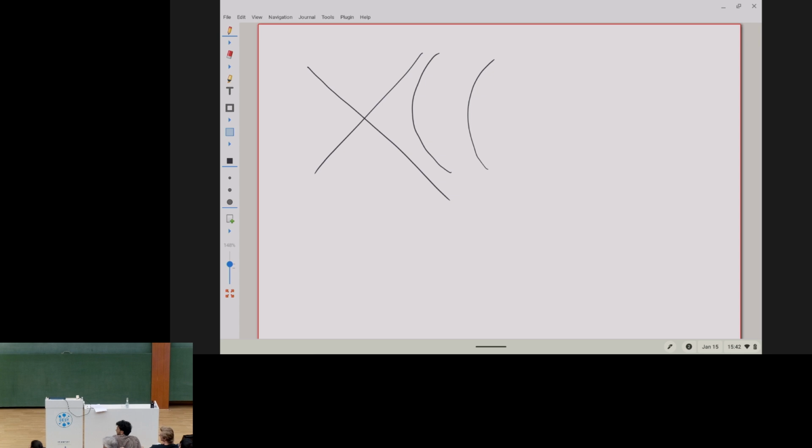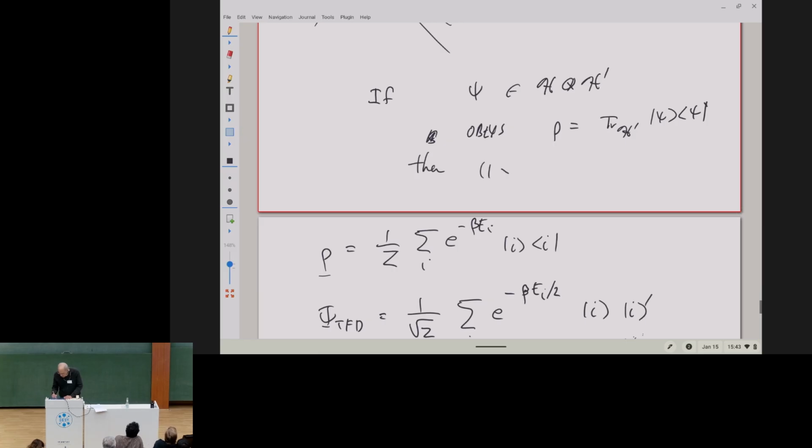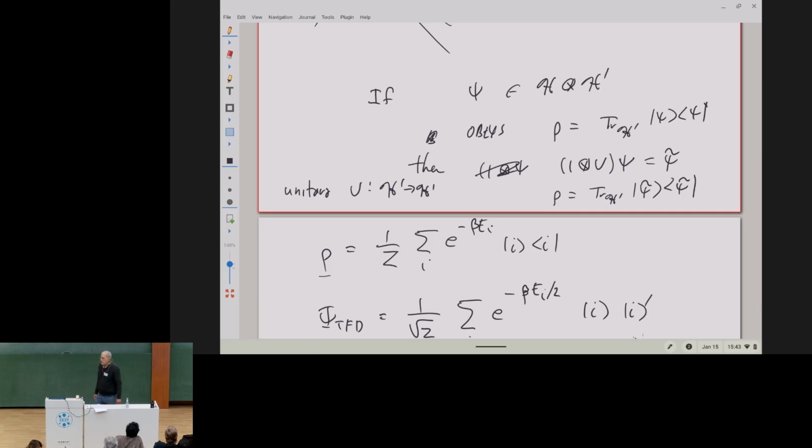So the question was whether purification is unique. No, purification is far from unique. Let me tell you to what extent it's unique. So if psi in H tensor H prime satisfies the definition of a purification, then one tensor u of psi, for any u a unitary on H prime, where one is the identity on H, so one tensor u of psi equals psi tilde, obeys the same. This is the extent to which purifications are not unique. Two purifications of the same density matrix on the same Hilbert space H tensor H prime differ by unitary transformations of H prime.